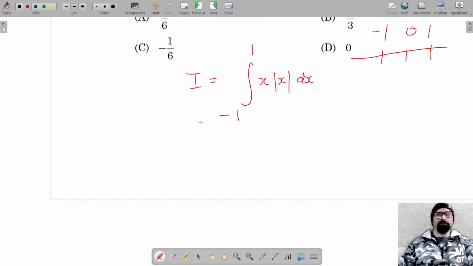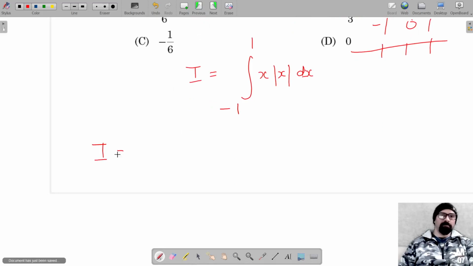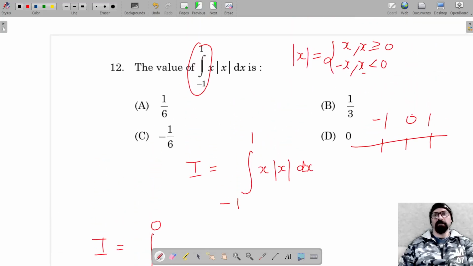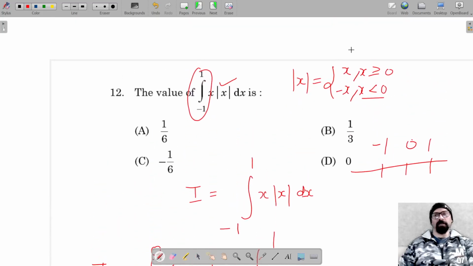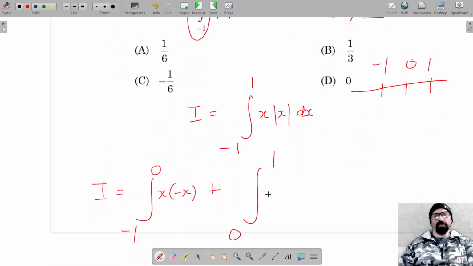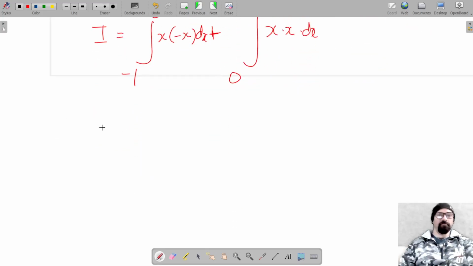So I can write I is equal to the integral from negative 1 to 0, that is when x is negative, the modulus of x is negative x. So this is x into negative x dx, plus, now this goes from 0 to 1, so this x is positive, so modulus x is positive. So this is x into x dx. Now let's evaluate this.